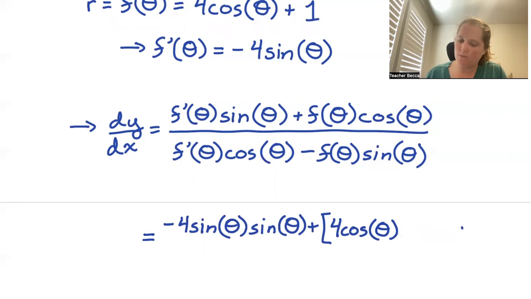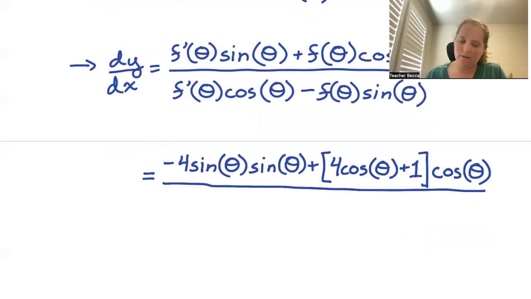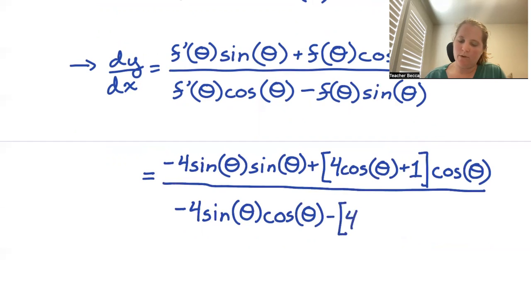Plus 1, that is 4 cosine of theta plus 1. Then that times cosine of theta. Then in the denominator, we have f prime of theta, so -4 sine of theta times cosine theta. And then we have minus f of theta, so minus 4 cosine theta plus 1, times sine of theta.